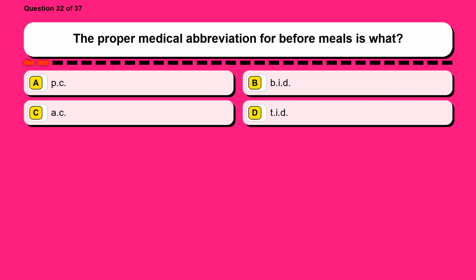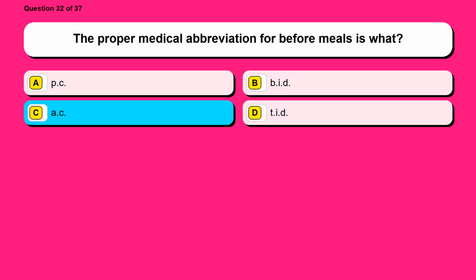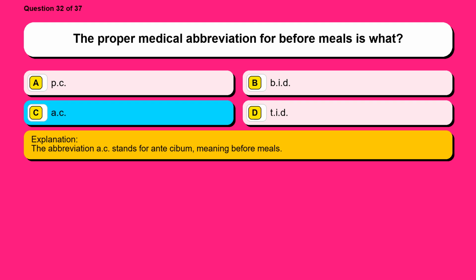Question 32. The proper medical abbreviation for before meals is what? Option A, PC. Option B, BID. Option C, AC. Option D, TID. The correct answer is option C, AC. The abbreviation AC stands for ante cibum, meaning before meals.